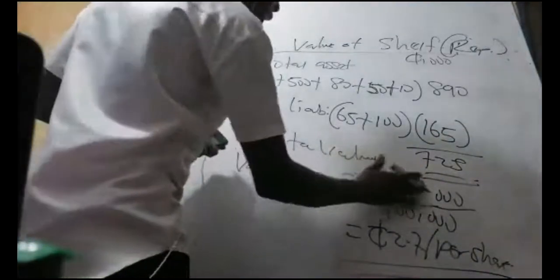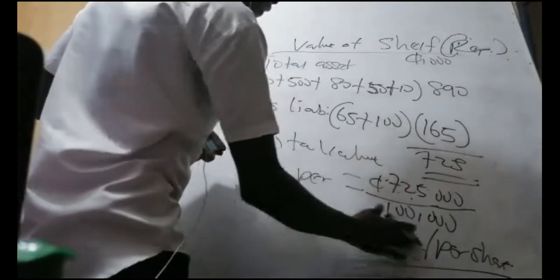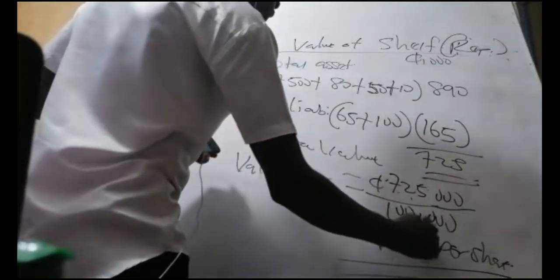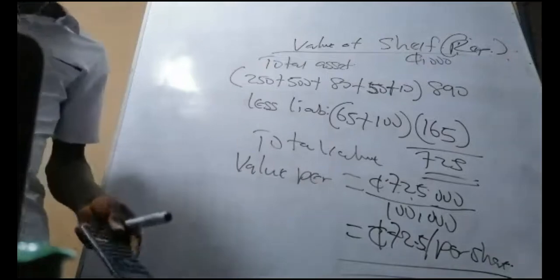What do you do? I just change this one to 725. And I'll get what? 72 Ghana cedis. 72.5 per share. Good. 72.5 per share. I'm done.